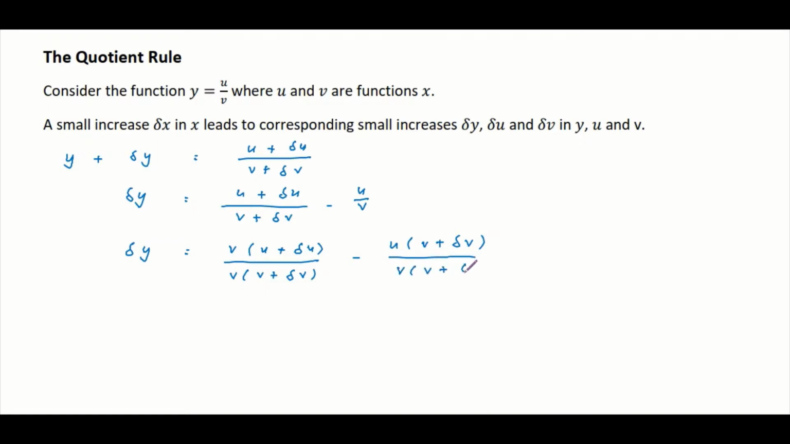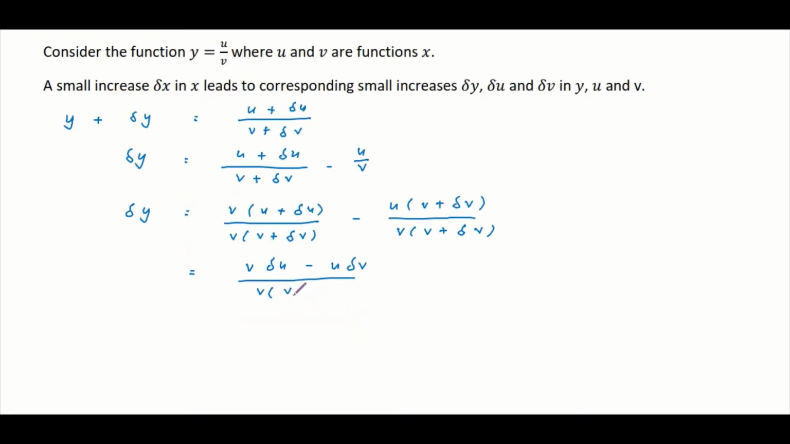Okay, so now let's simplify them. You can see u times v will cancel out each other. So what are you left with? You are left with v small change of u minus u small change of v, divided by v plus small change in v.